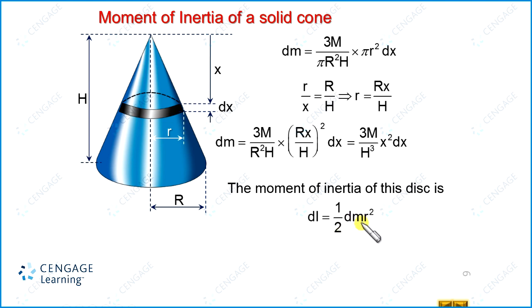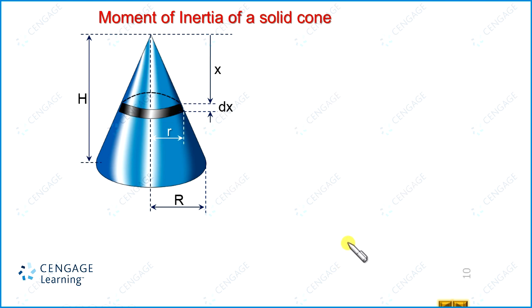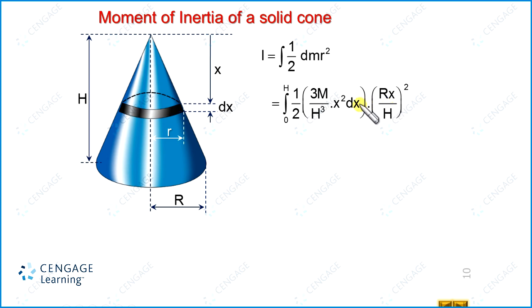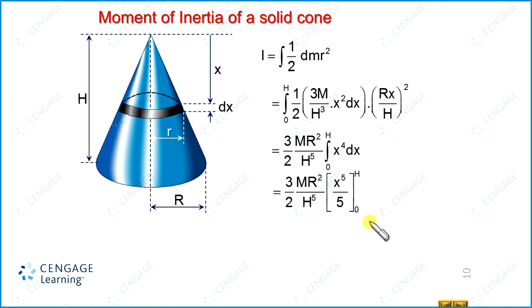Now we can substitute the value of dm and r squared. Let us write this relation on the next page, and after substituting the value of dm and r, we get this relation. Now we can simplify. We know the constant term, that is 3M over h cubed, R squared over h squared. So this is the constant term. This is the simple integral of x to the power 4. The integral of x to the power 4 should be equal to x to the power 5 divided by 5, and the limit of x is 0 to capital H. So now we can simplify, right? Finally we get this relation, 3 by 10 M R squared.